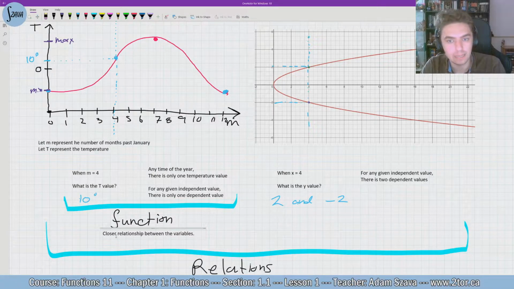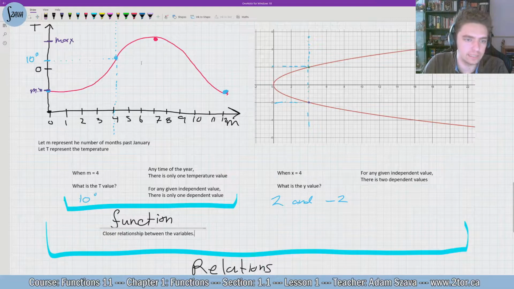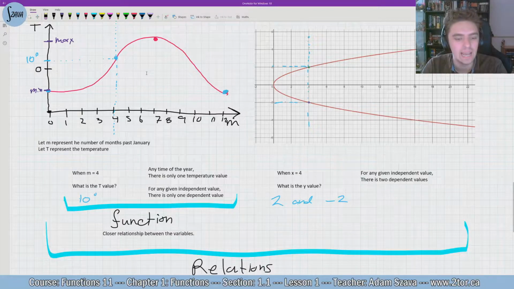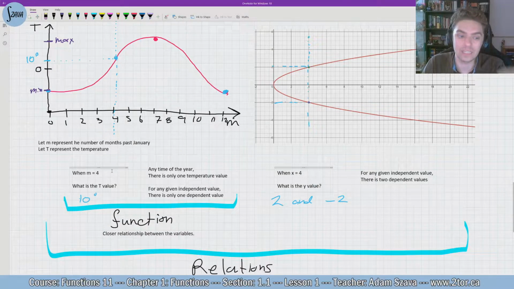As time increases, temperature increases, right? Well, that's true for this section. As time increases, temperature increases, and then as time increases, temperature decreases in this section here. But they're related to each other in a closer way than a relation here, because here, for any given x value, there's two y values, okay? So we can't say what is the value of the relation when x equals 4. There is no one value. But in a function, we can say that. We can say what is the value of the temperature when time equals 4. There is one number. Here we cannot say that. So it's a closer relationship between the variables. That's what a function is.